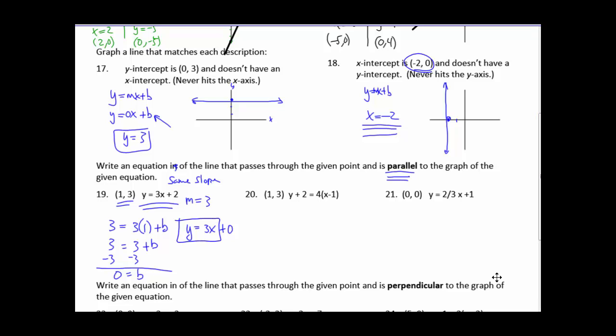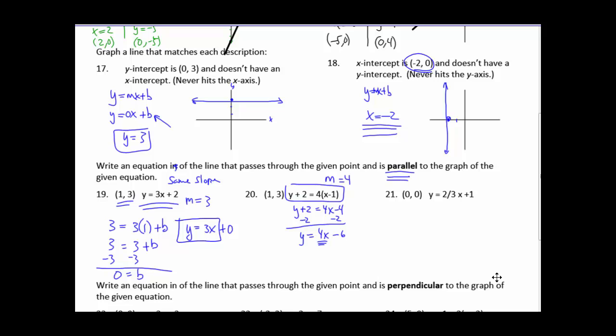All right, number 20. We have a point that's (1, 3), but we need to find the line parallel to y plus 2 equals 4 times x minus 1. If we notice, this equation is not in slope-intercept form. So if we distribute the 4 through, we get 4x minus 4, and then if we subtract 2, we get y equals 4x minus 6. All we really need is that 4. So the parallel slope that we're interested in is m equals 4.